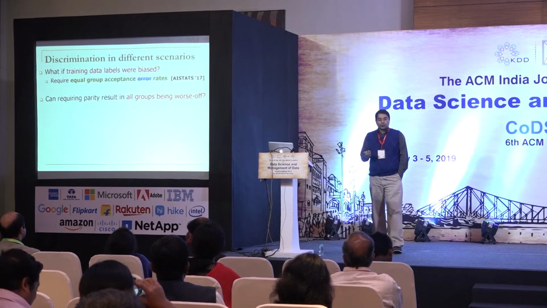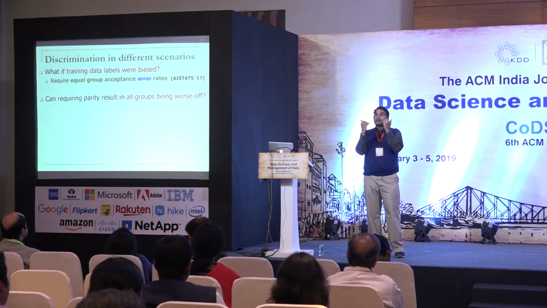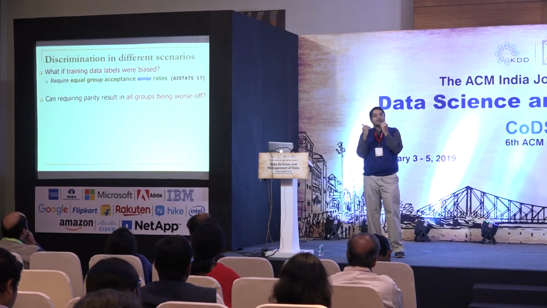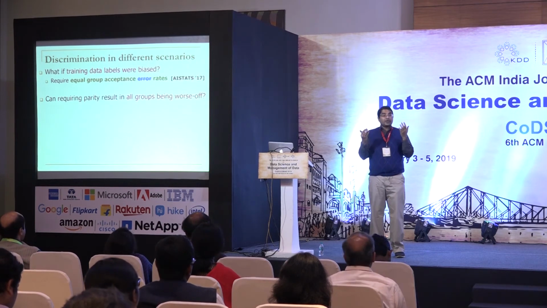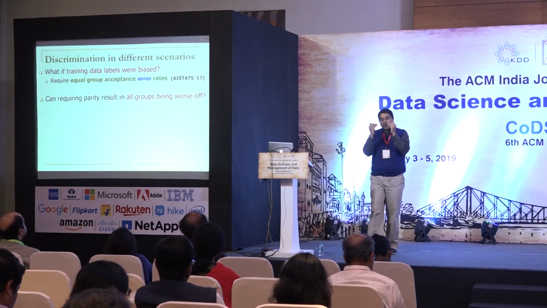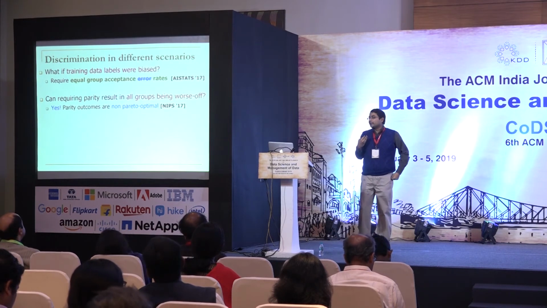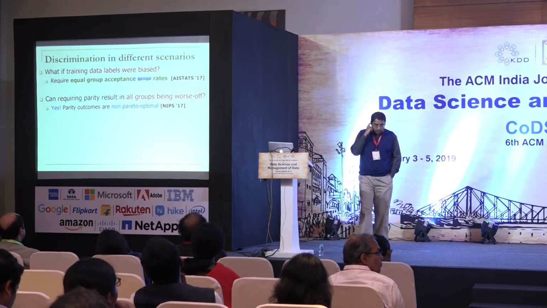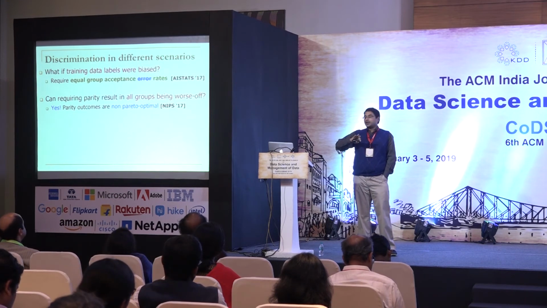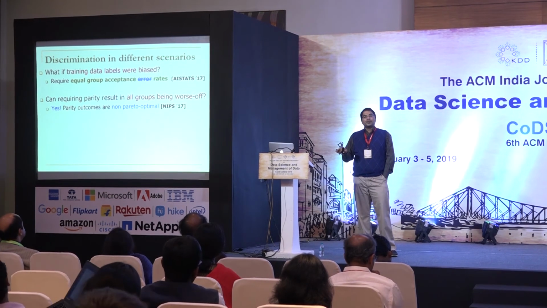Then there may be situations where, if you required equality of error rates for all the different groups, the only feasible solution might be one where everybody is worse off. This is something that can actually occur in practice. In fact, we do show that there are some data sets where if you required equality of error rates for all the different groups, the overall error rates for both groups might actually increase. The reason this happens is that requiring parity in outcomes is actually a non-Pareto optimal solution.